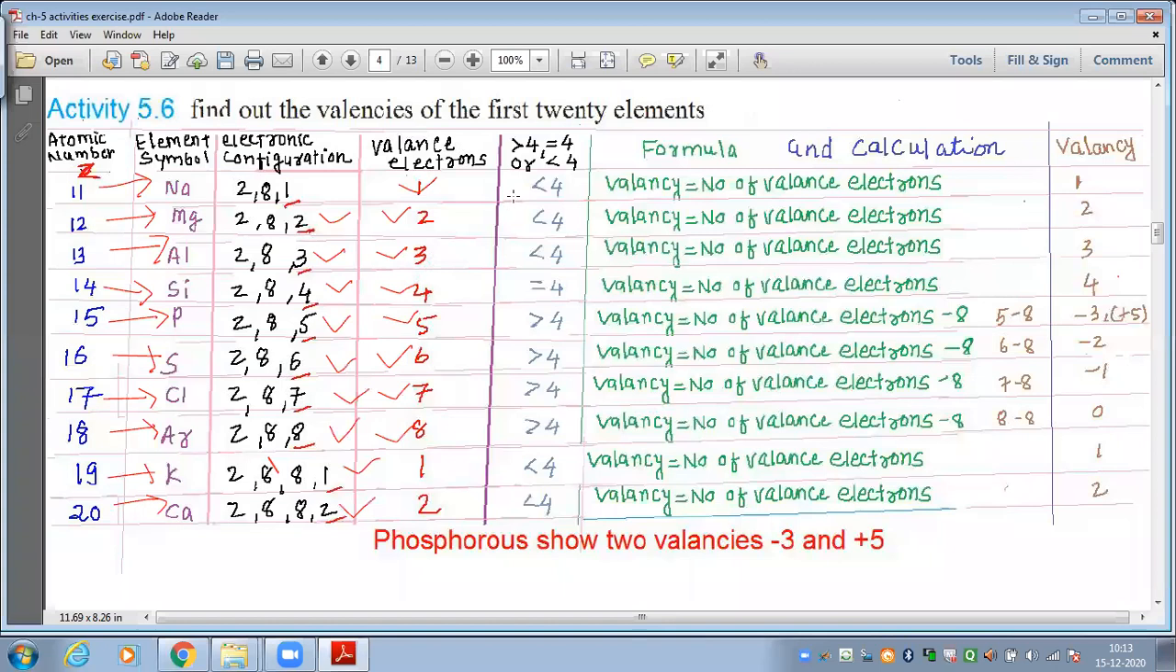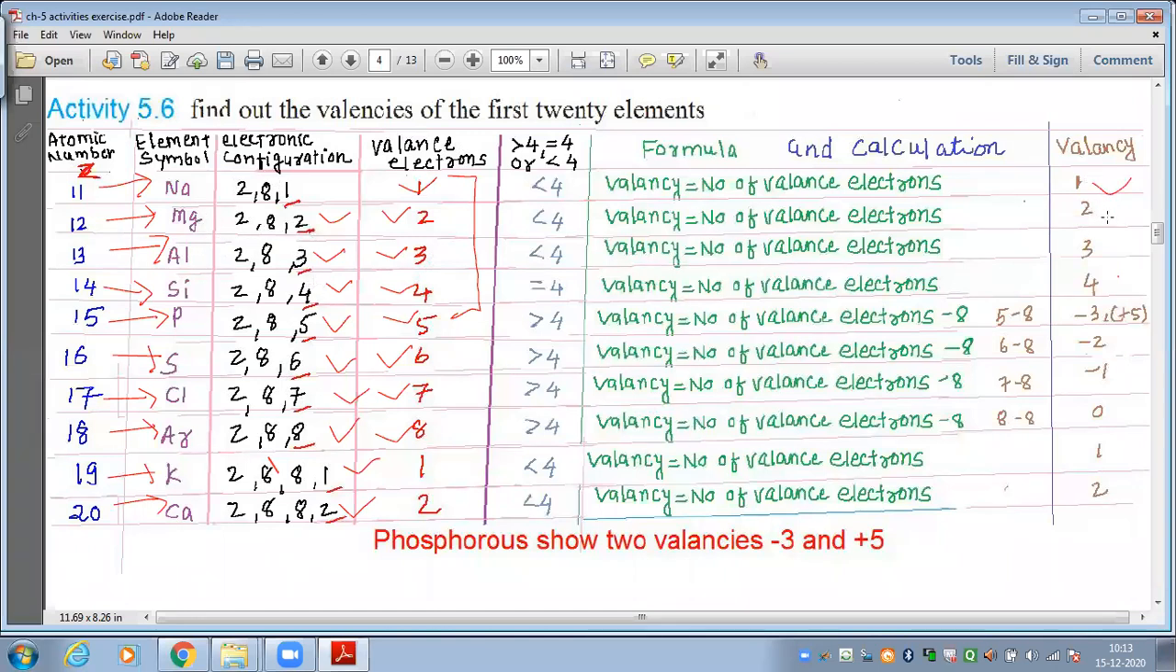You can now easily find out whether the number of valence electrons is greater than or less than 4. So, my dear students, if the number of valence electrons is less than 4, then the valency is equal to the number of valence electrons, and that is why the valency of sodium is 1, the valency of magnesium is 2, the valency of aluminum is 3, and the valency of silicon is 4.